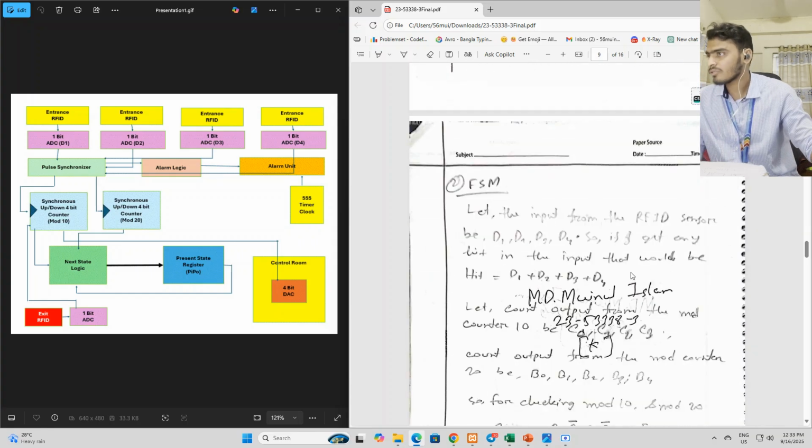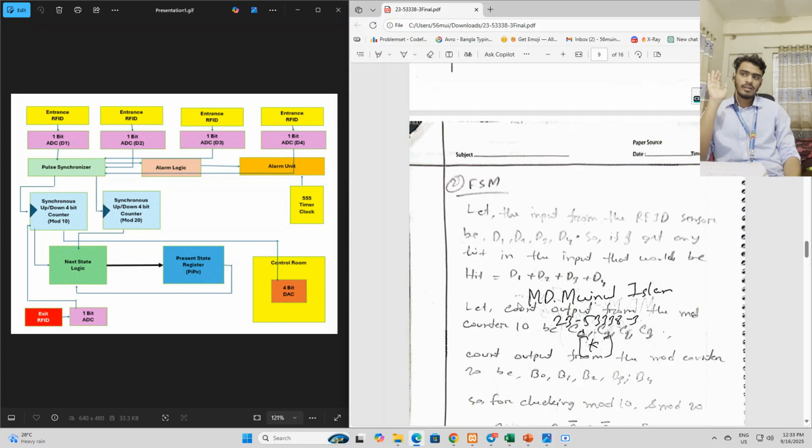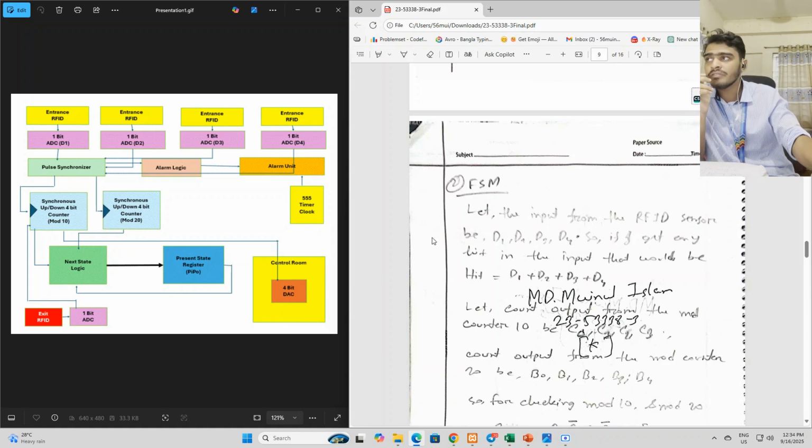Next, let's go to the FSM, finite state machine. For that we have simplified some things, such as the hit. How can we detect an entrance, that someone is entering? We can detect it by a hit. How is a hit calculated? If any of these ADC blocks gets a high pulse, that means someone is trying to enter, right? So if we OR these signals, we can get a hit. We can rely on that: if hit goes high, someone is trying to enter.